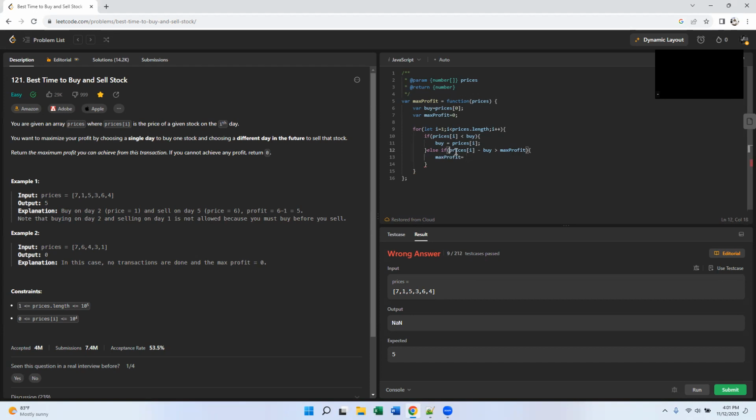So max profit is nothing but the current price minus the last time we bought our stock. And if you do it on each item till the end of the array, then max profit will have the updated value of the maximum profit we can make on this particular input array. So once the loop ends, we just need to return the maximum profit.